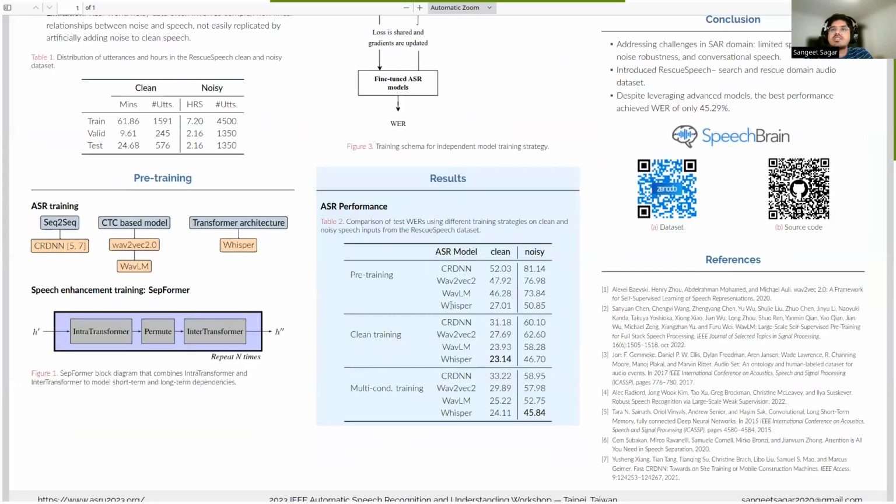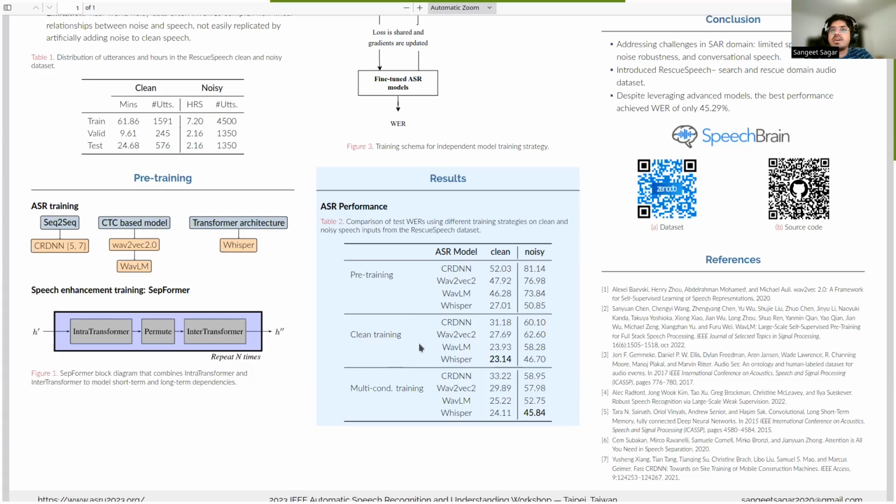Let's see some results here. So we have categorized into 3 parts: the pre-training, the clean training, and the multi-condition training. In the pre-training stage, we do not fine-tune on any RescueSpeech dataset, but we only use publicly available large datasets such as Common Voice. But for the test we use the clean RescueSpeech dataset and the noisy RescueSpeech dataset. Here we observe that Whisper has recorded the best word error rate on clean speech, while on noisy audio, all the models perform equally badly.